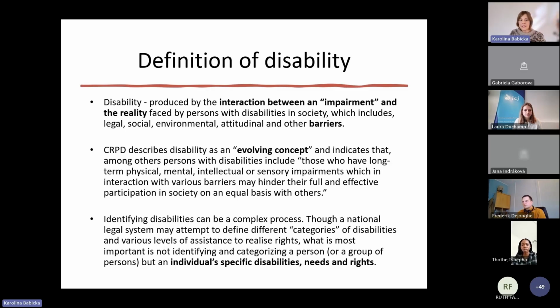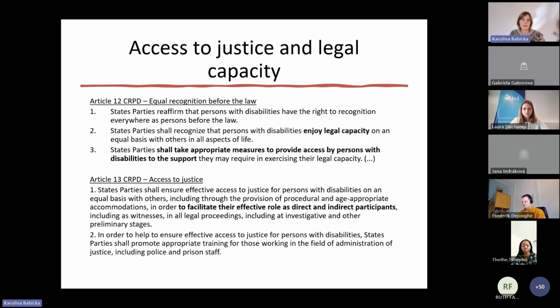Just briefly, regarding the definition of disability in the CRPD, it says it is produced by the interaction between an impairment and the barriers in reality faced by persons with disabilities in society. So disability is described as an evolving concept. While it can often be challenging to identify disability, this always has to take place on an individual basis. And as Ruth has already mentioned, it is the obligation of the justice actors or interlocutors to make sure the persons are, for instance, understood and communication is enabled.